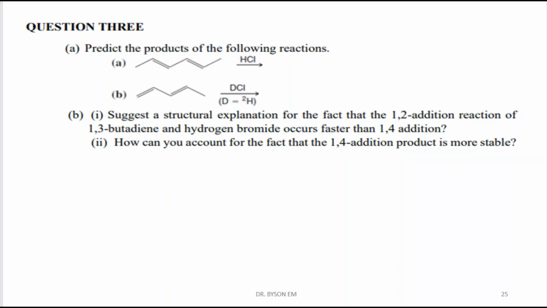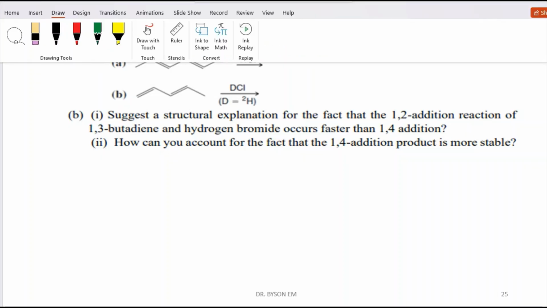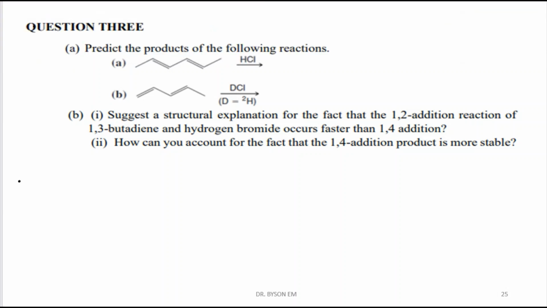So we already solved question 1 and question 2, and now we're doing question 3. So let's move on. Predict the products of the following reactions. So A has this. There's a double bond here and here, and you're reacting it with hydrogen chloride.